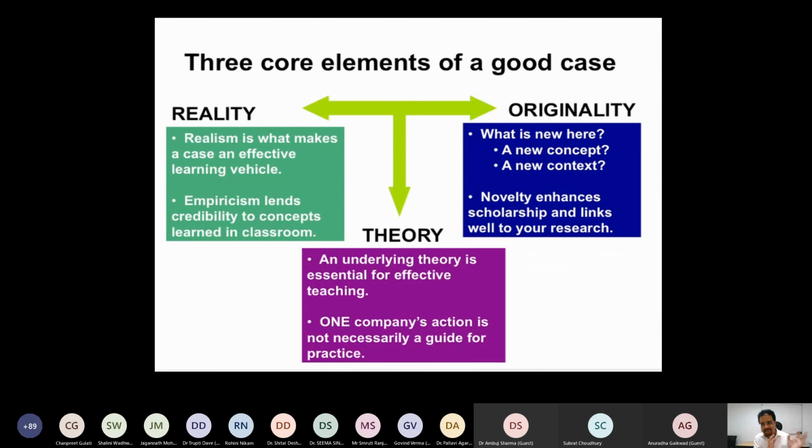Are we digressing or are we on track? We're not going here and there, are we? Okay, I'll come back to the discussion of the case. Back to the case. So what are the elements of a good case? Please read the slide. I'll speak to you in a moment.